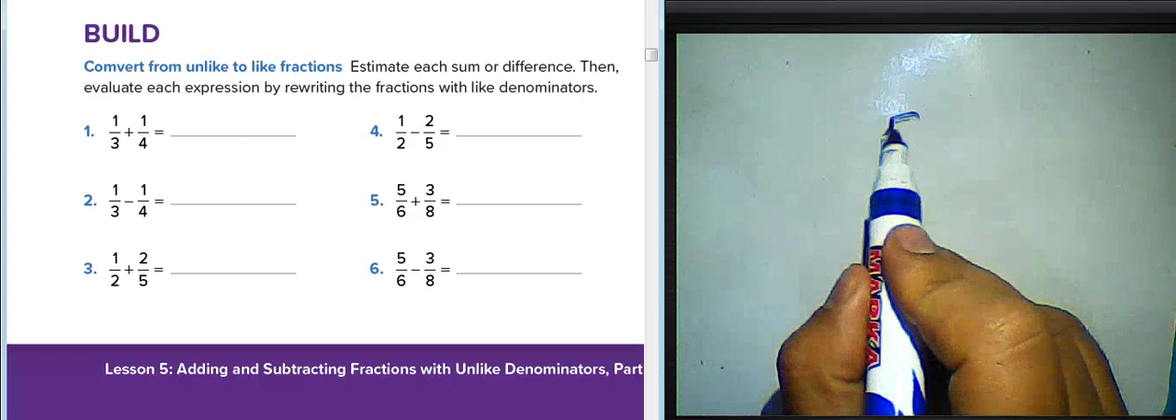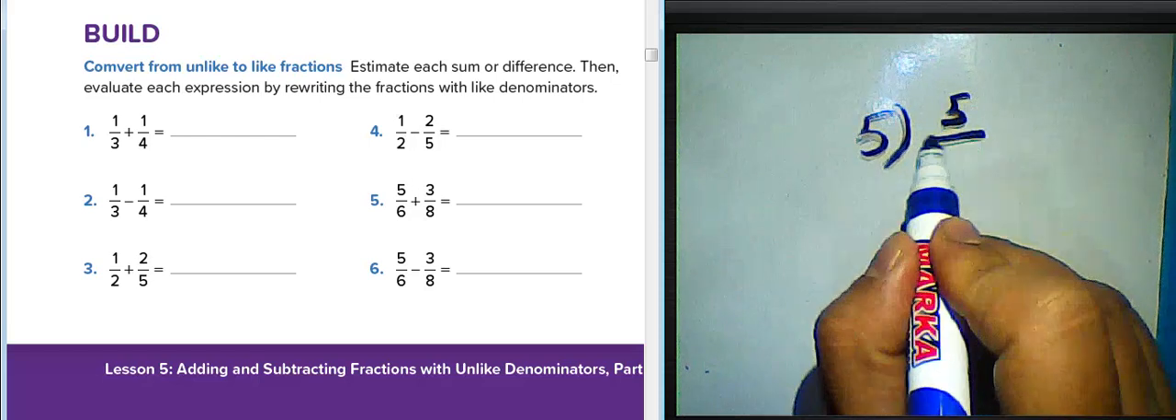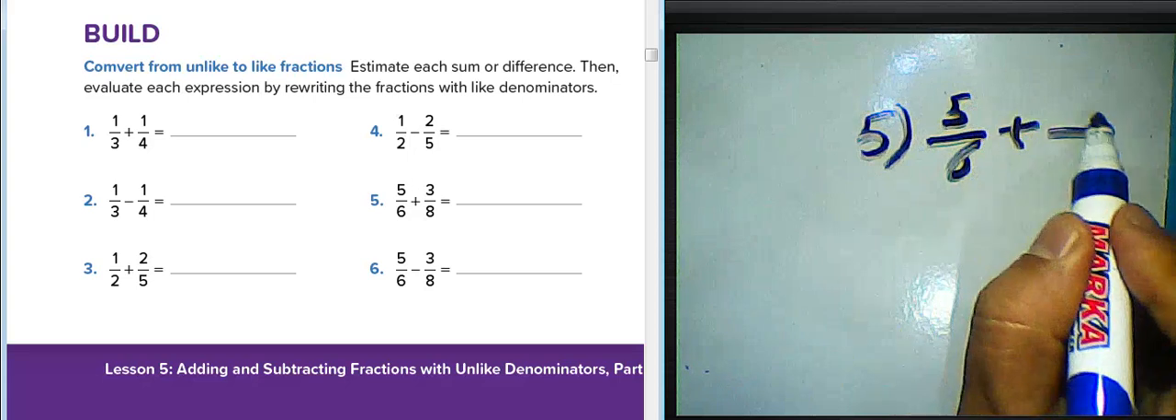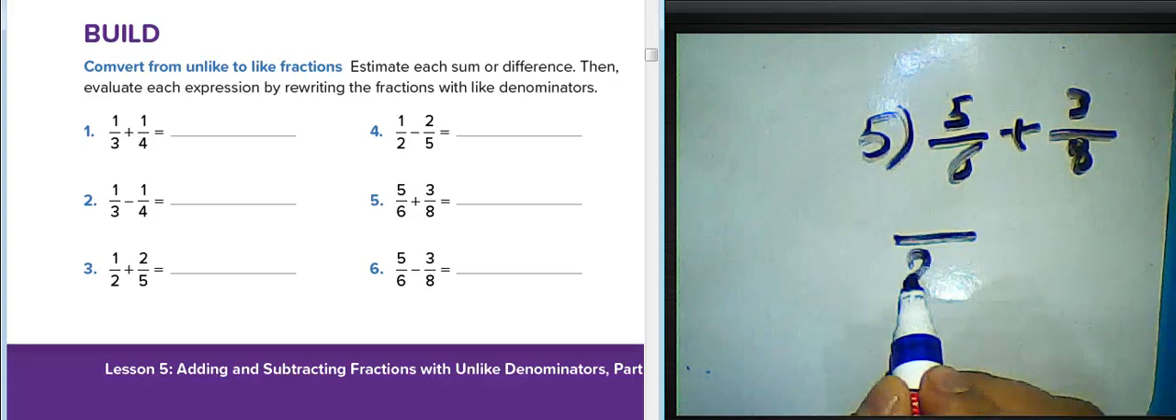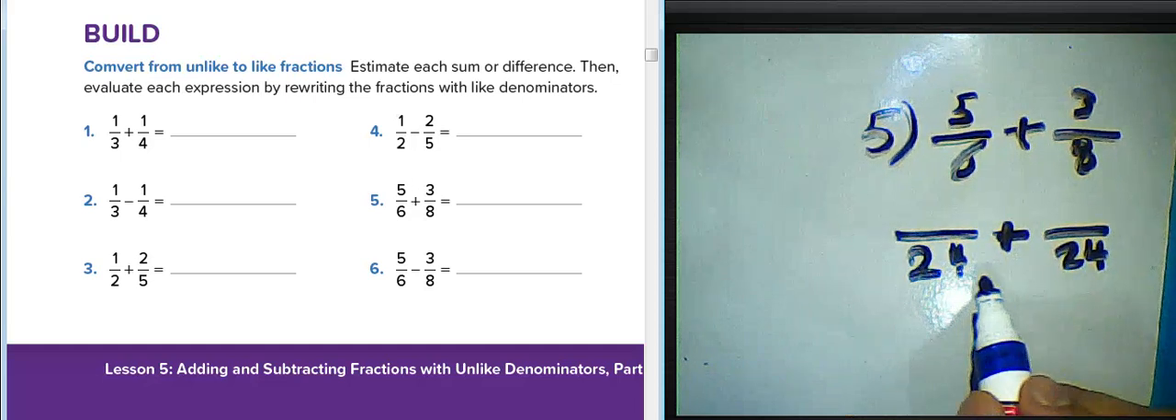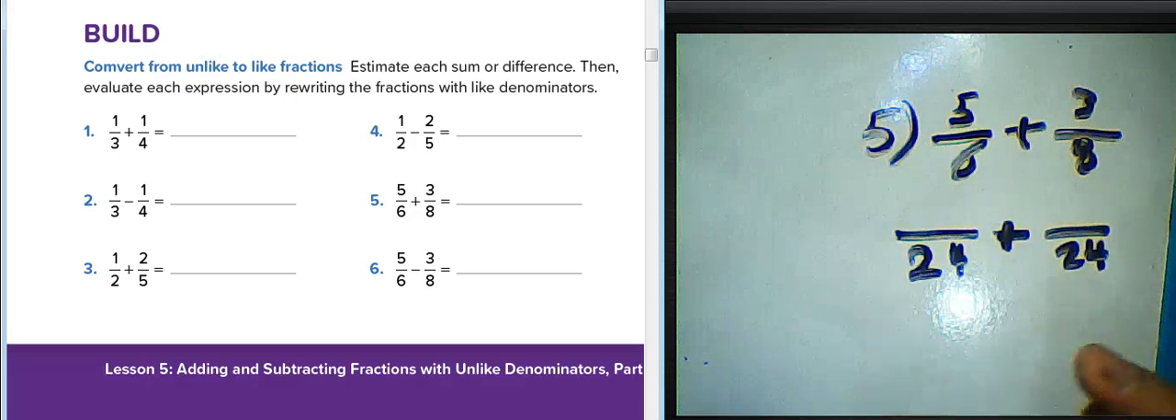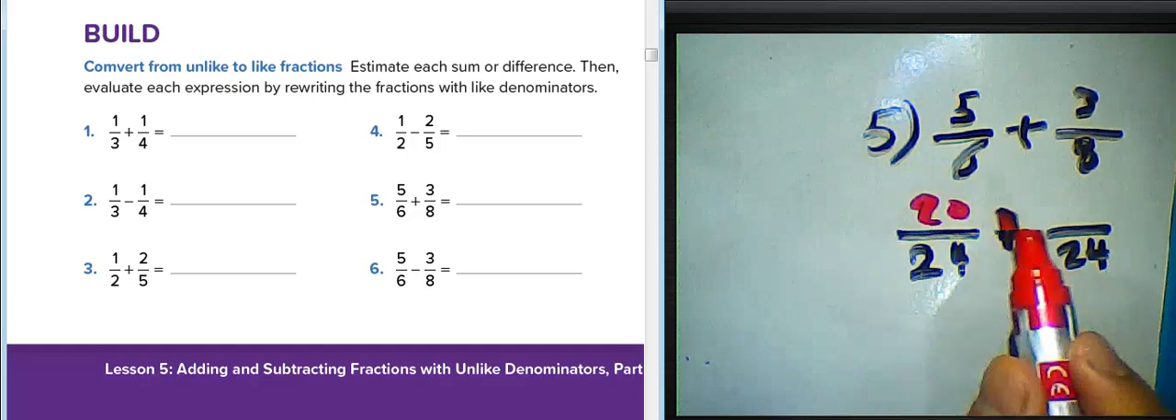Question number 5: 5 over 6 plus 3 over 8. We can write the least common multiple between them. It will be 24, the least common multiple of 8 and 6, because 8 plus 8 equals 16, 16 plus 8 equals 24. And 6 times 4 equals 24, 4 times 5 equals 20.